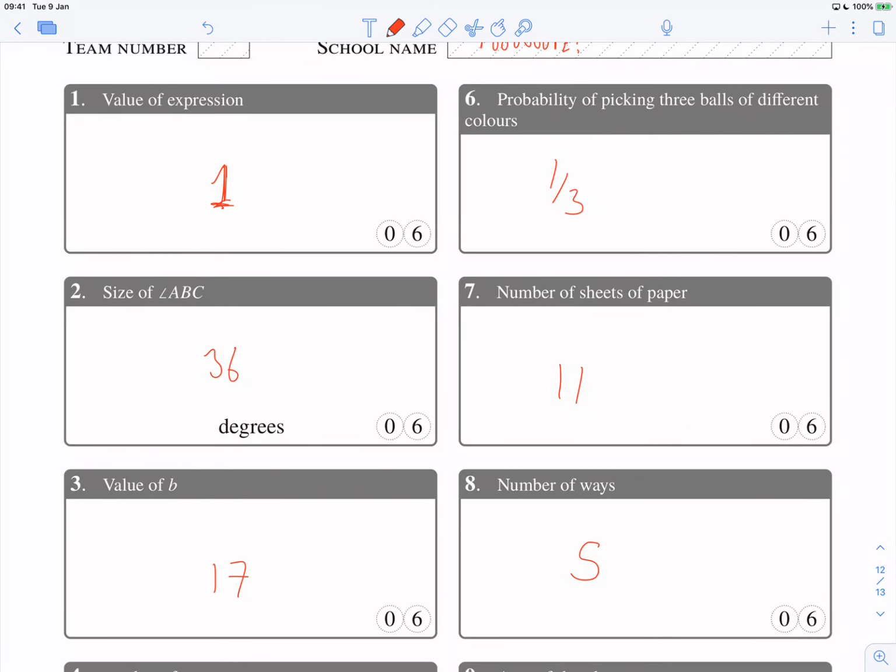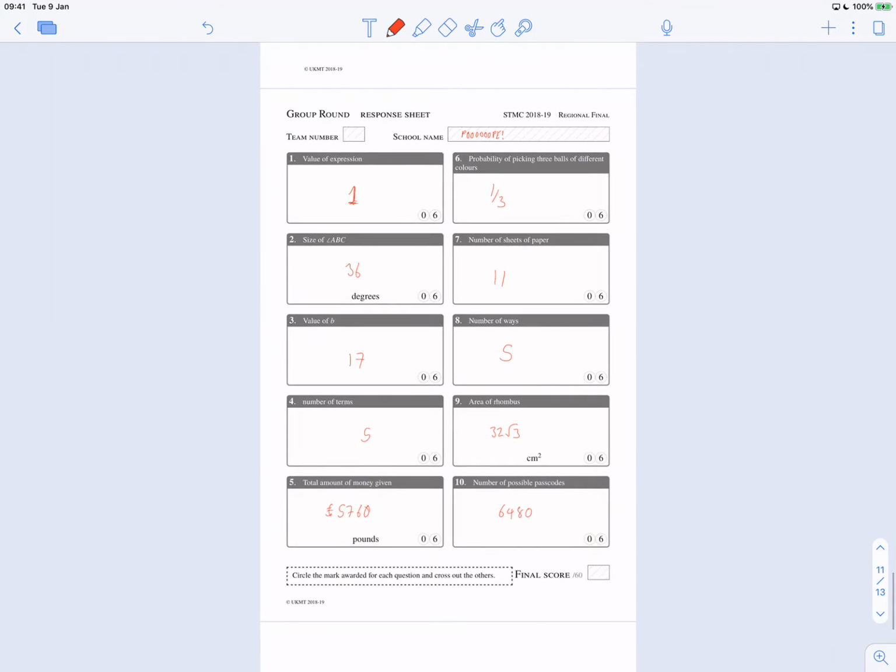Are these answers correct? Let's have a look. Right, okay, so where are we? 1, 36, 17, 5, 5,760, third, 11, 5, 32 root 3. Yeah, bosh. So on the day, I'd get all of these 6s ticked. The teacher from another school would be doing this for you, and they'd put a little 60 in there, for example, if you've done well. And your team number, I don't know, it'd be given to you on the day, let's say 17.